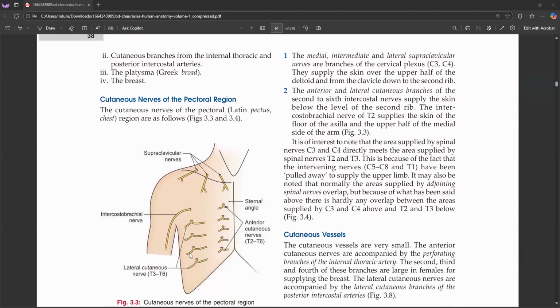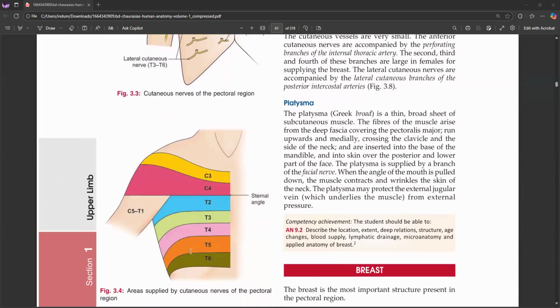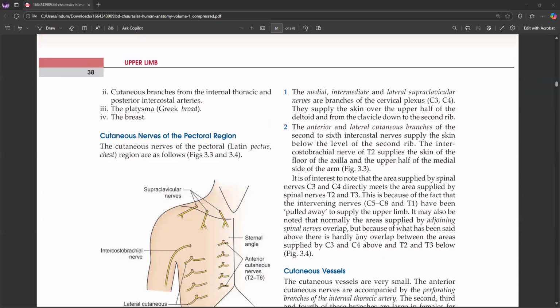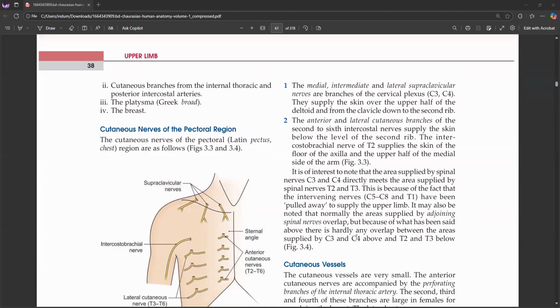Cutaneous nerves of the pectoral region. The cutaneous nerves of the pectoral region are as follows. Figure 3.3 and 3.4. Number 1. The medial, intermediate, and lateral supraclavicular nerves are branches of the cervical plexus C3, C4. They supply the skin over the upper half of the deltoid and from the clavicle down to the second rib. Number 2. The anterior and lateral cutaneous branches of the second to sixth intercostal nerves supply the skin below the level of the second rib.